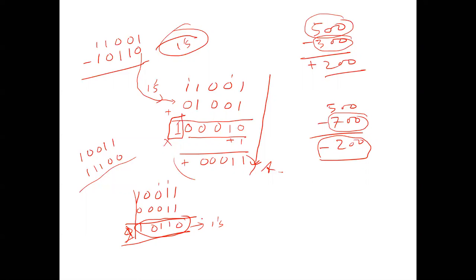Then your value is 0, 1, 0, 0, 1. And this must be minus. This is your result. This is the minus result. Okay, are all clear? Yes, sir. Okay.